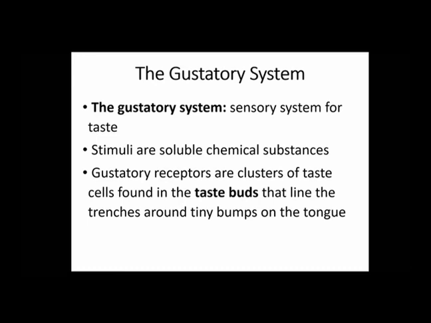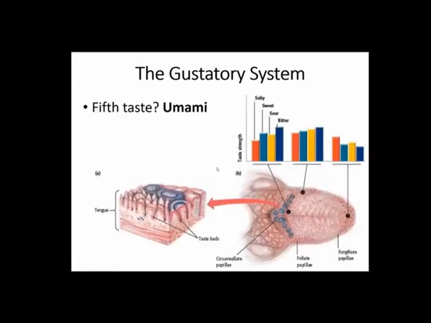Our receptors for this gustatory system are clusters of taste cells that are found in our taste buds. These taste buds line the trenches around the tiny bumps on the tongue. I found it very interesting because I always thought that the bumps themselves were our taste buds, but in fact, they are not. The taste buds exist in the grooves around the bumps, which we can see on this next slide. These little circles would be like the bumps you can see on your tongue, and deep into these crevices and grooves around those bumps, that's where our taste buds are located. I just thought that was quite interesting because I was wrong for many, many years about that.